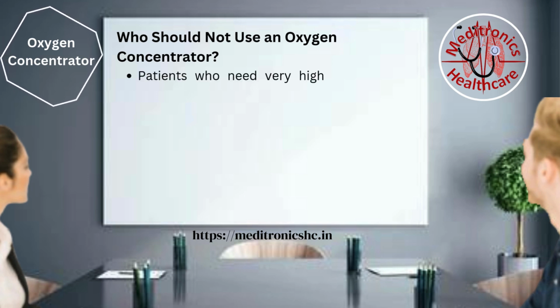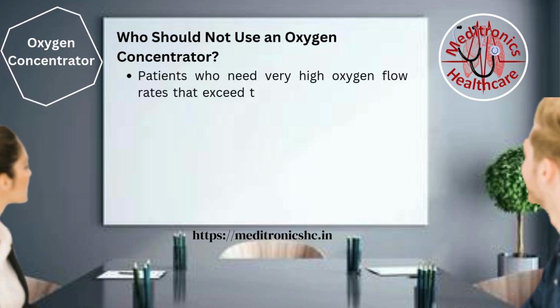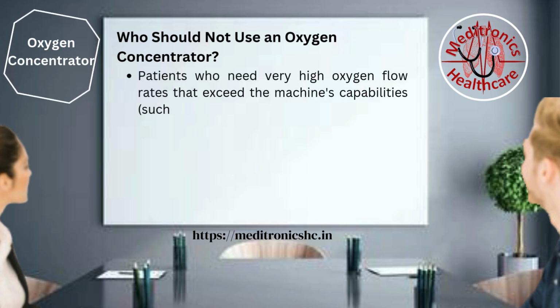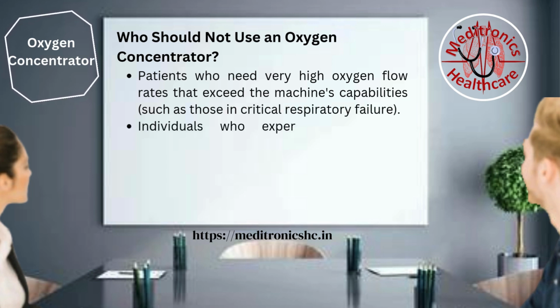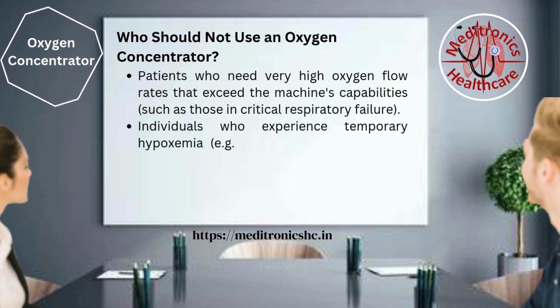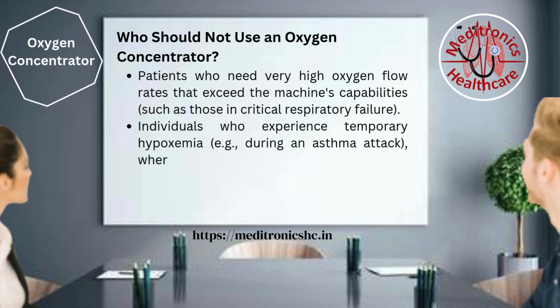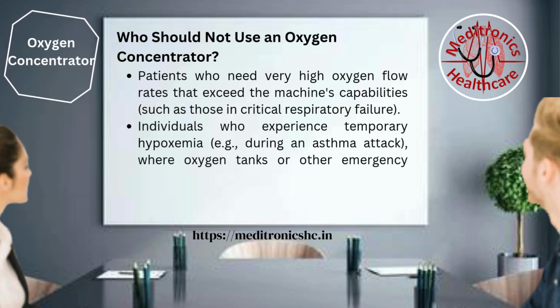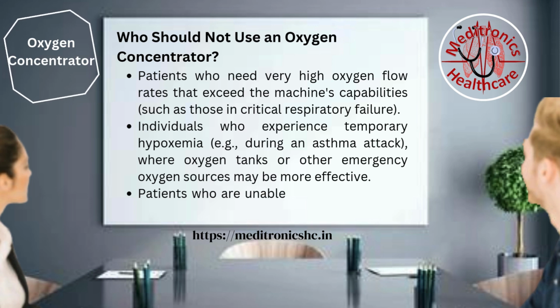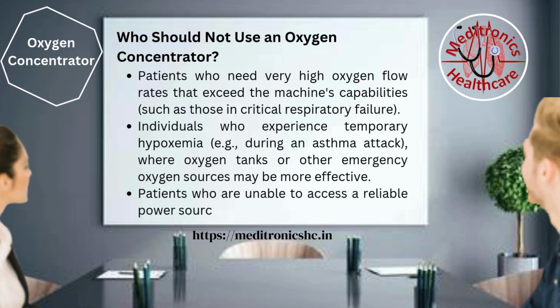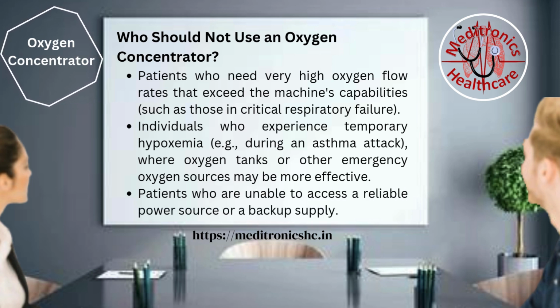Who should not use an oxygen concentrator? Patients who need very high oxygen flow rates that exceed the machine's capabilities, such as those in critical respiratory failure. Individuals who experience temporary hypoxemia, e.g., during an asthma attack, where oxygen tanks or other emergency oxygen sources may be more effective. Patients who are unable to access a reliable power source or a backup supply.